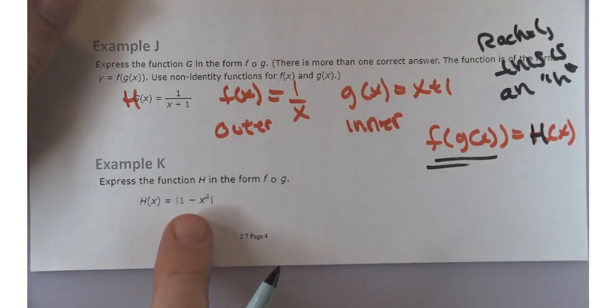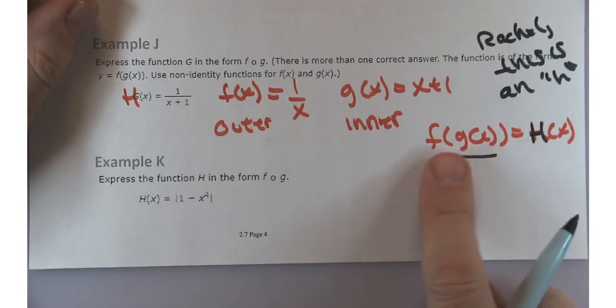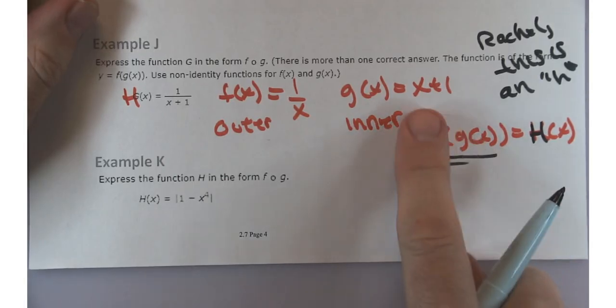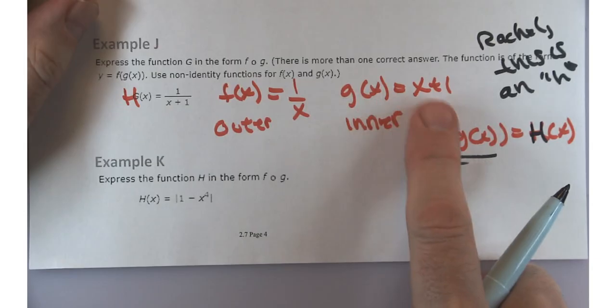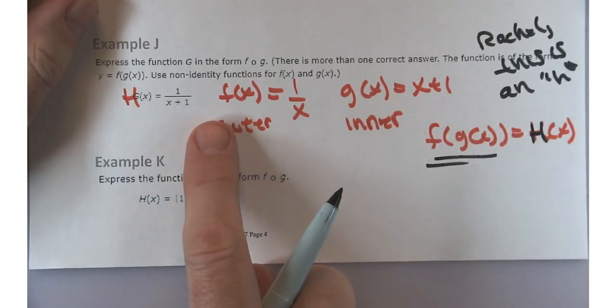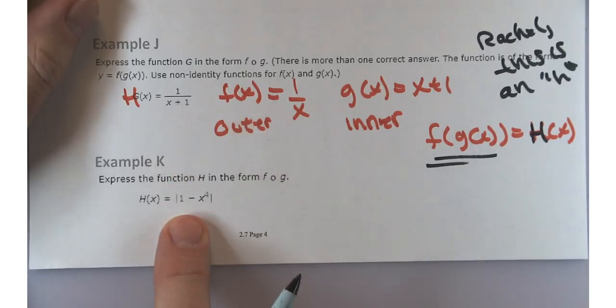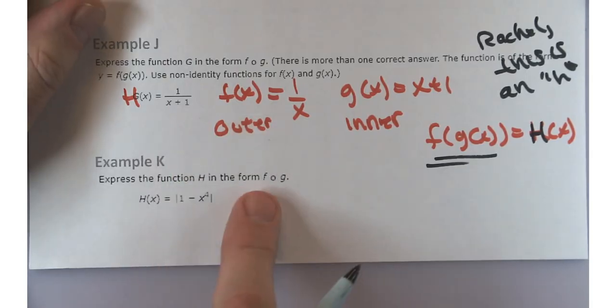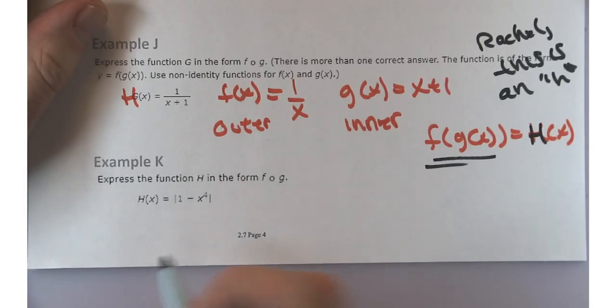Now, if you put these in the other order, then it's wrong. If you did g of f of x, that's not going to give you this anymore. It's going to give you something different. Let's turn our attention to this last one and see if we can figure out what's the f of x and what's the g of x?